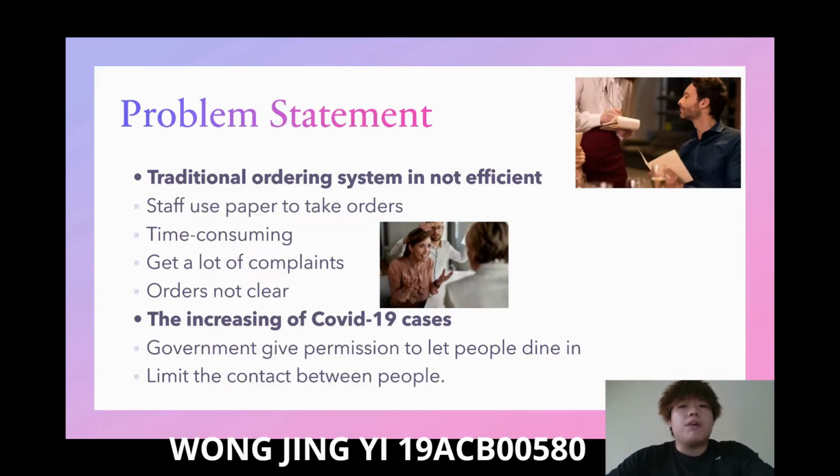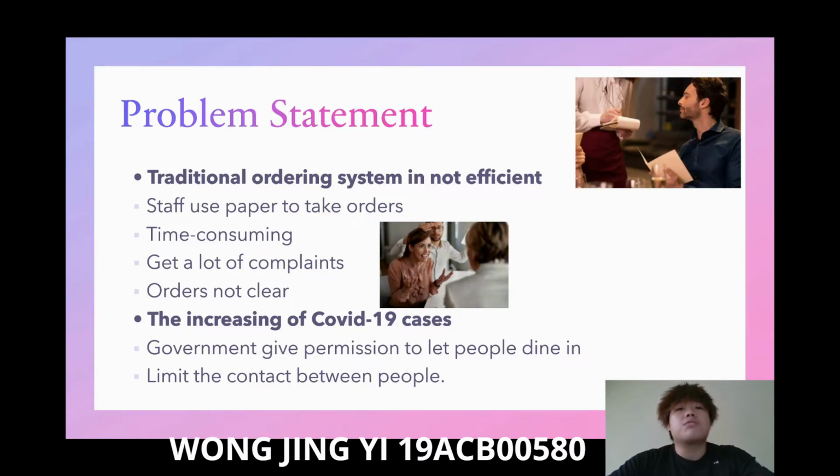Now I will talk about the problem statement. The first problem statement is that the traditional restaurant ordering system is not efficient. In the traditional restaurant ordering system, the staff of the restaurant use paper and walk from here to there to take the customers' orders. The staff will write down the customers' orders on the paper and then pass the paper to the kitchen, and the chef will cook the orders. This is a time-consuming process.